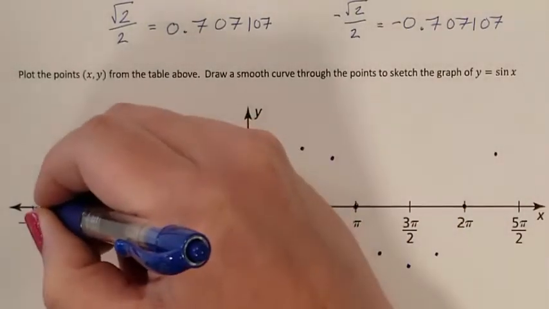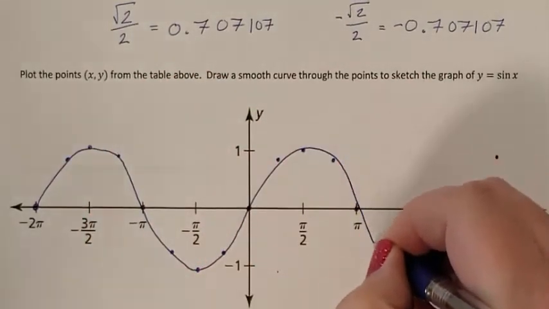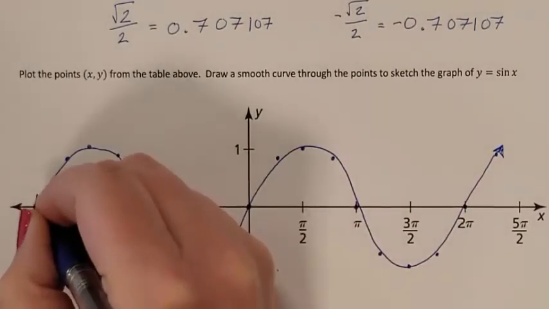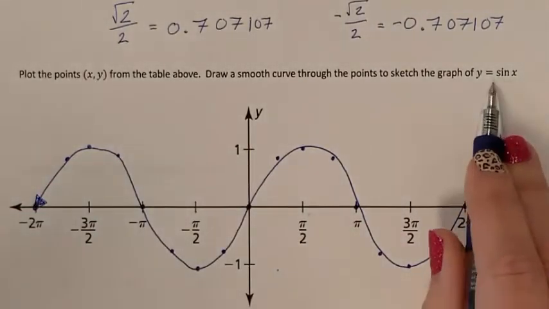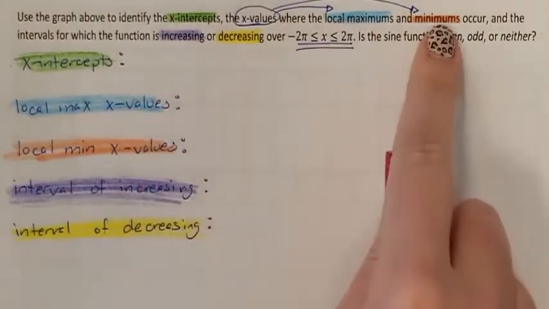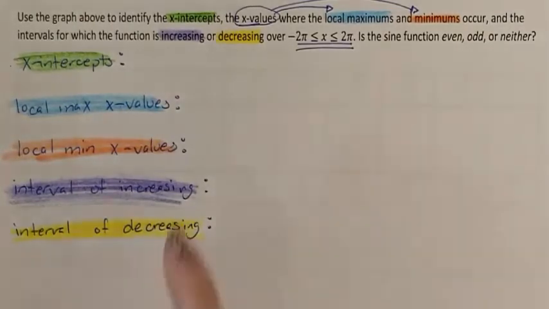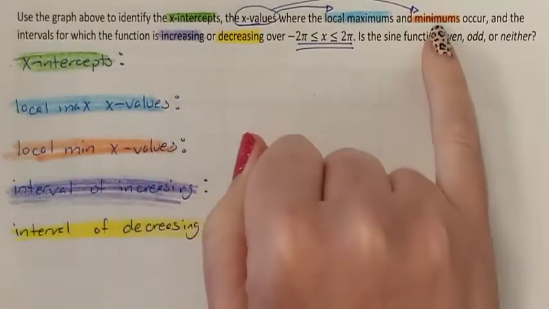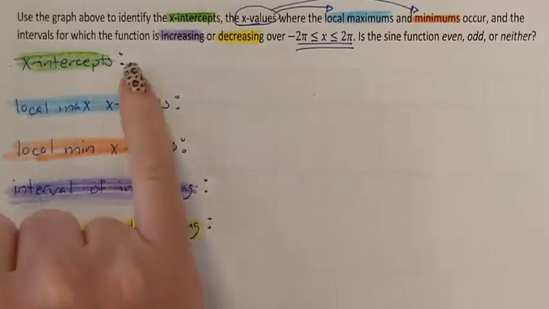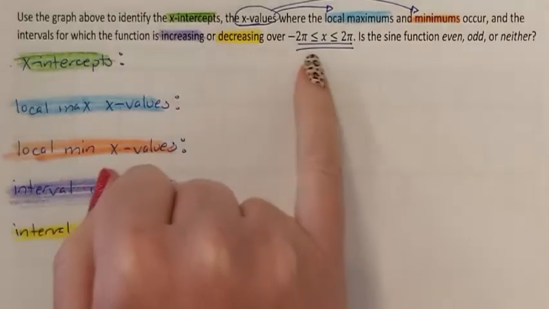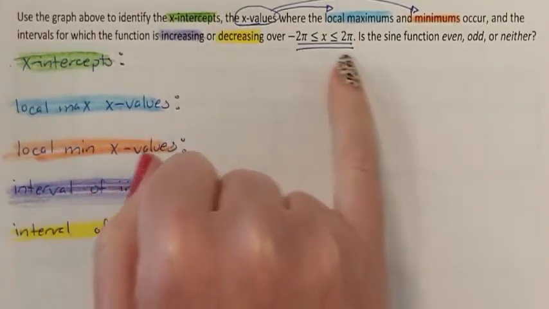So connecting these, this is what my graph ends up looking like. This is our graph for sine of x. The next thing it has us doing is identifying a bunch of key points on our graph. So we're being asked to find the x-intercepts. We're being asked to find the x values for the local max and the local min. And then we're being asked to identify the intervals of increasing and the intervals of decreasing, but only between negative 2 pi and 2 pi.